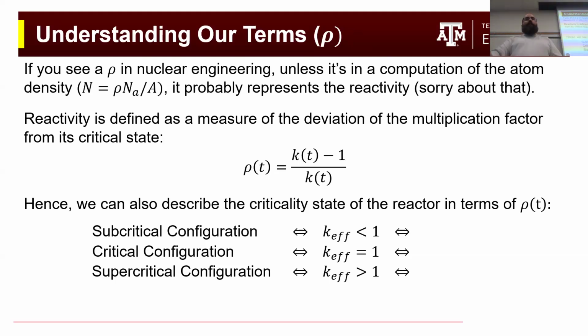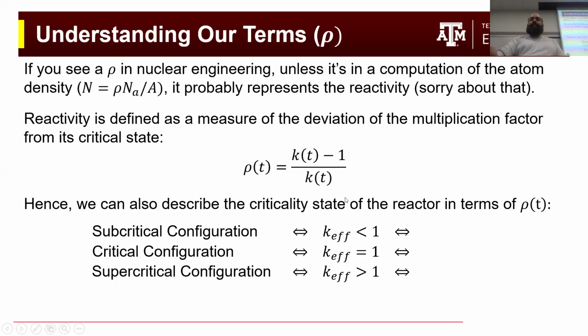The other thing I wanted to talk about was the reactivity, which is rho. And it's an unfortunate thing because in nuclear engineering, you'll see rho for the atom density, in which case rho is the mass density of the material that you're finding the atom density of. So if you see rho in any other context, it's probably talking about a reactivity. Sorry that we have to use the same symbol for different quantities. But if you see rho outside of an atom density, it's probably a reactivity.